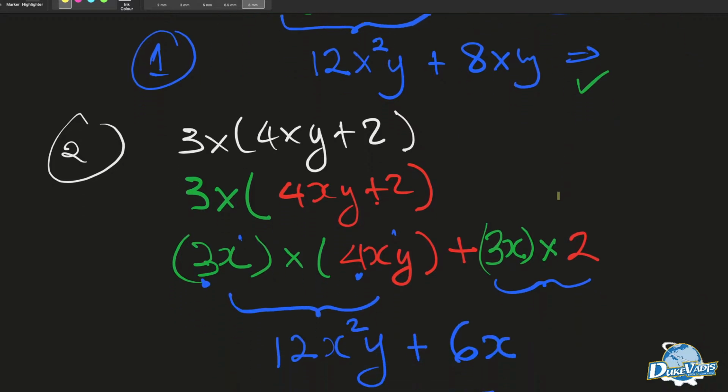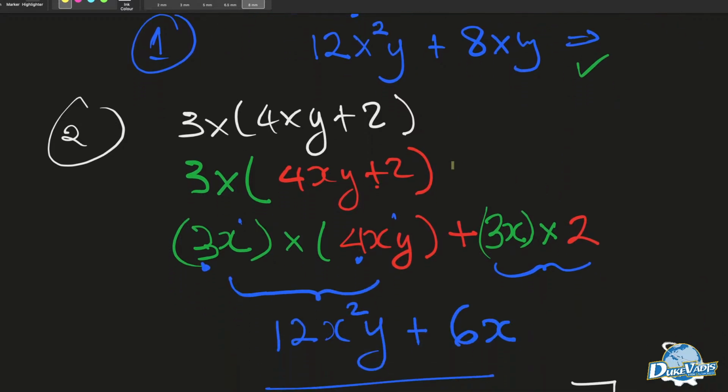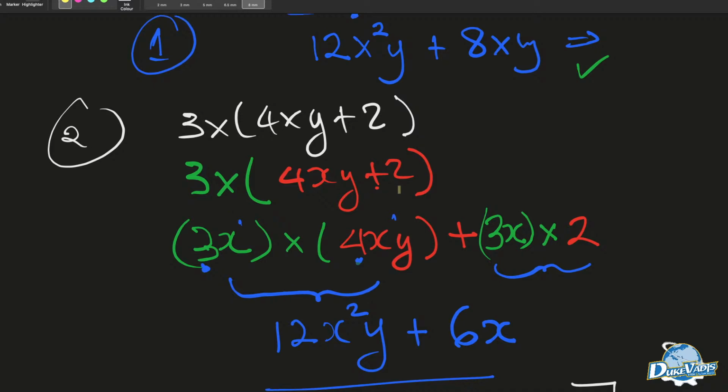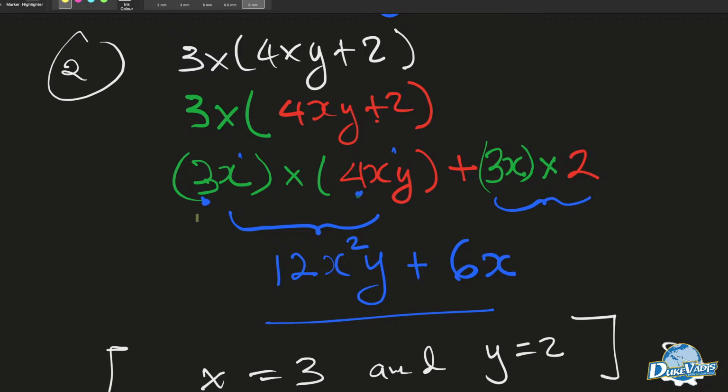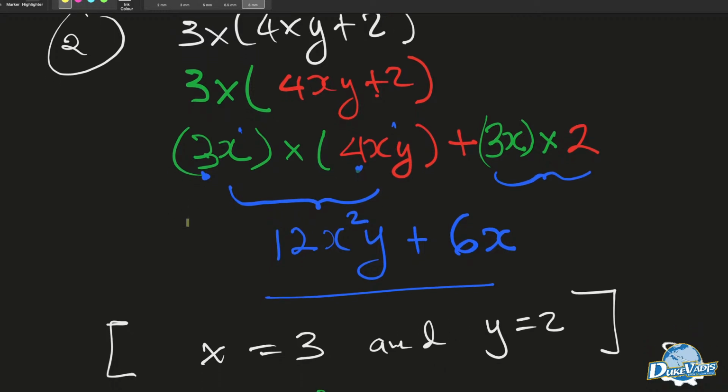Now the second solution, we have 3x out, 4xy plus 2. When we did it, you see, we also multiply this 3x by 4xy, and our plus sign is here. So this 3x again, once again, multiplied by 2. Okay, and after that, we took our time to multiply them individually.